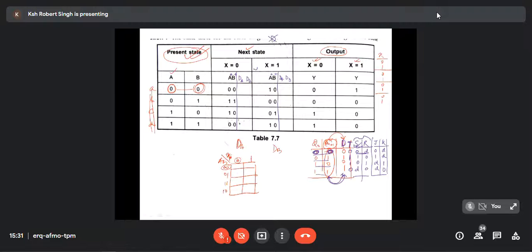This next state is exactly your D. So we can simply copy A. What is in A? 0, 1, 1, 0. We can simply copy. That is what he's saying. Correct. What he's saying is correct.